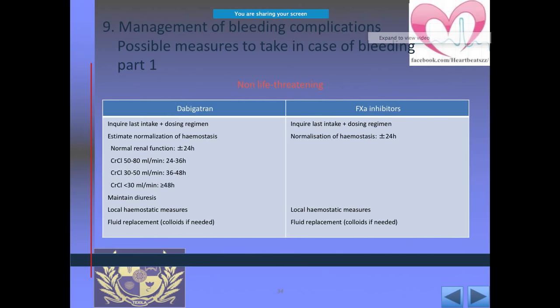Otherwise, if there is bleeding secondary to these drugs, for example dabigatran, you should check the renal functions. If the renal functions are normal, once in 24 to 36 hours is fine. Maintain good diuresis or local hemostatic measures as well. The local hemostatic measures and fluid replacement hold true for both of them.